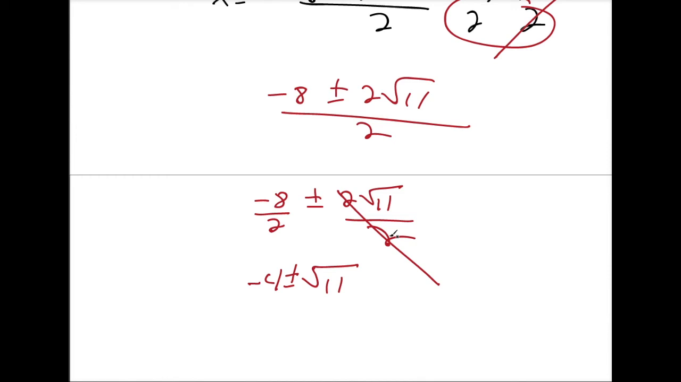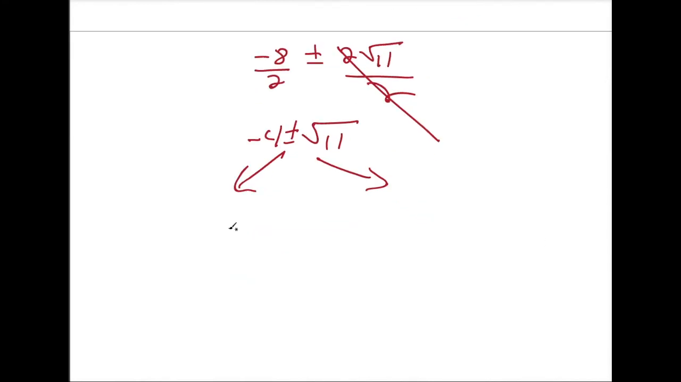So then on your calculator, do -4 plus the square root of 11. What'd you get? -0.68. I'll put the 3 there. And then what's the other one you're going to punch in the calculator? -4 minus root 11. What do you end up with? -7.31.